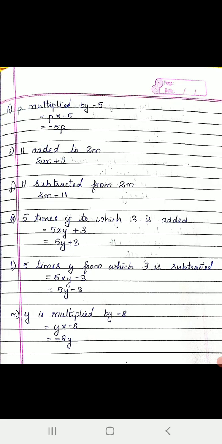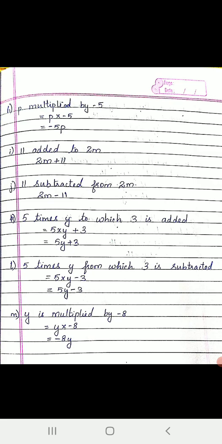5 times Y to which 3 is added. So 5 times Y means whenever you come across times, these many times, it just means multiplication. So 5 into Y with which we are adding 3. So 5 into Y plus 3. 5 into Y can be written as 5Y. So 5Y plus 3 is the expression.